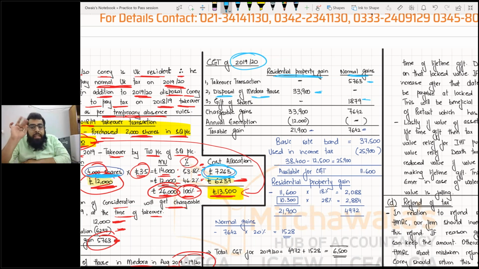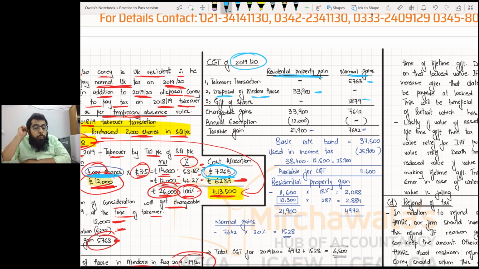So even if you calculate the letting relief, it will be 0, because letting relief is the lower of three things: the PPR, the gain attributable to letting relief, and 40,000. Okay, Junaid? As they didn't live in the house for any time during the ownership period, therefore no PPR and therefore no letting relief.